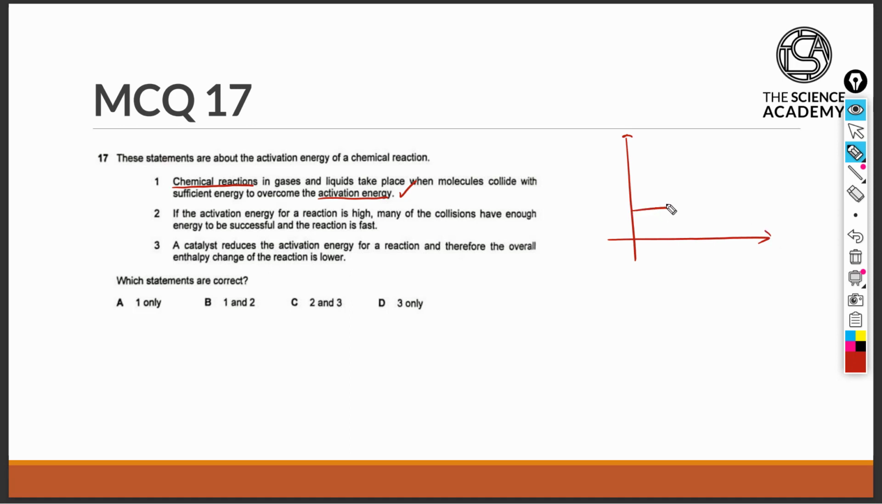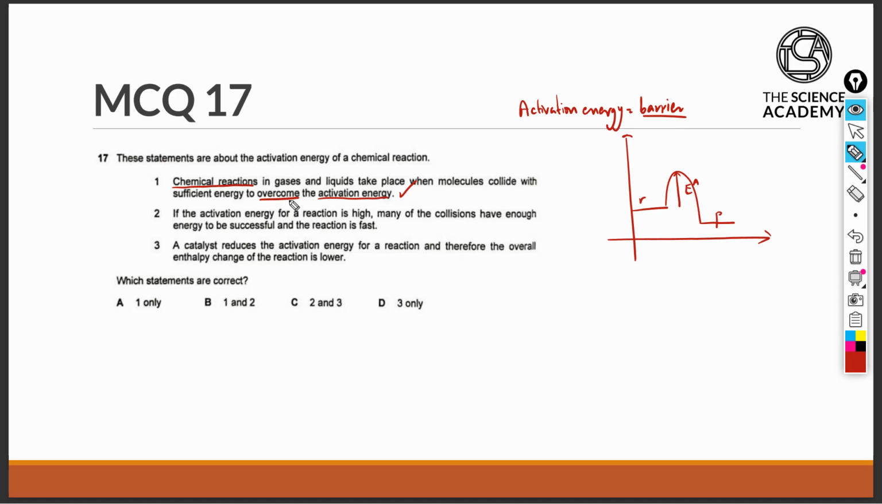If we were to draw an energy profile diagram of a reaction, starting with the reactants on the left, ending up with the products, the activation energy is the height of this hump and can be thought of as a barrier. So the activation energy, if seen as a barrier, needs to be overcome in order for a chemical reaction to occur.